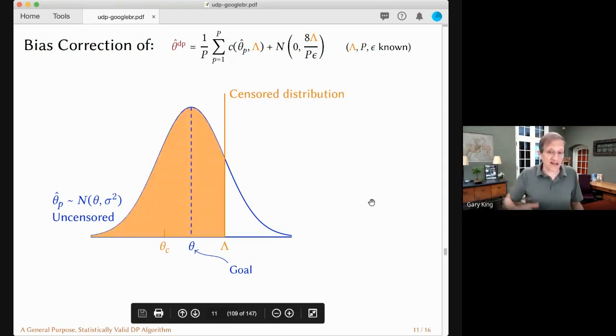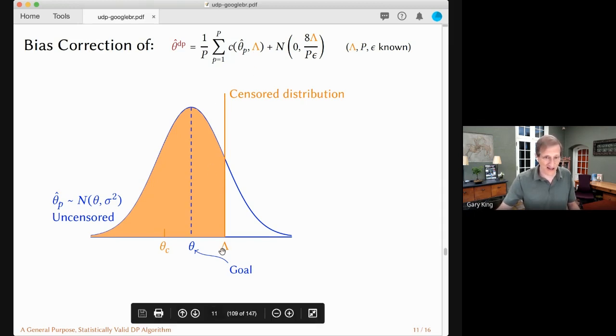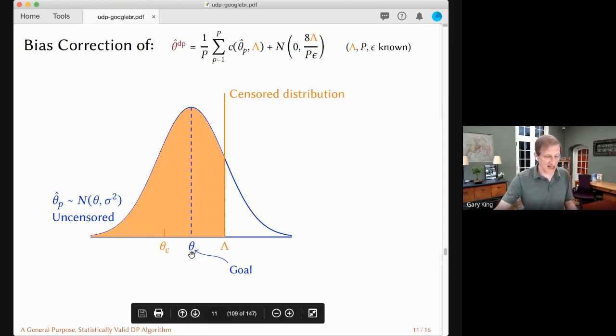So let's see what we actually get to see. It gets censored. See this orange up here? Lambda is the chosen value that it gets censored at, and all of this area here gets piled up and put on here. So the orange distribution is the area under the curve and the spike here. The mean of the orange distribution is not the theta that we care about. It's moved over to the left because we've lopped off this piece of the distribution. So this is the thing we get to see, plus noise. This is the thing that we'd like.